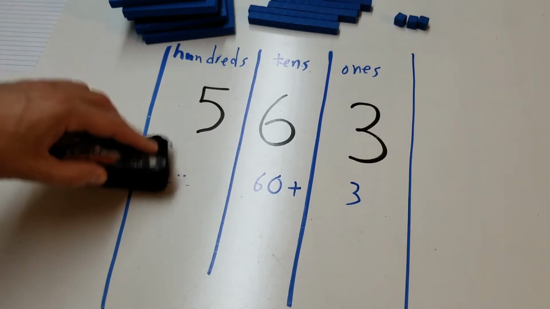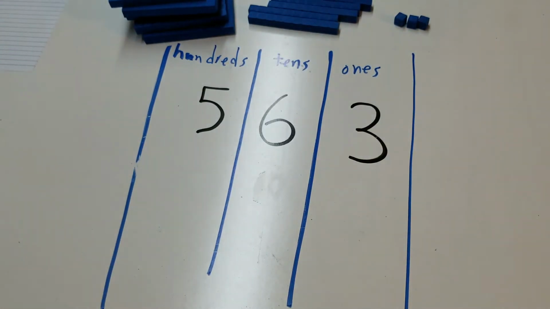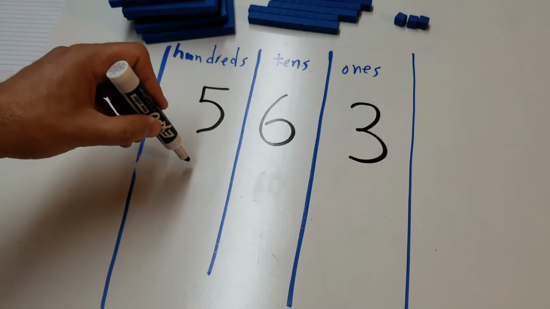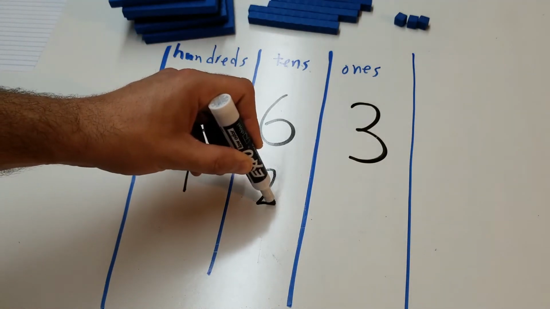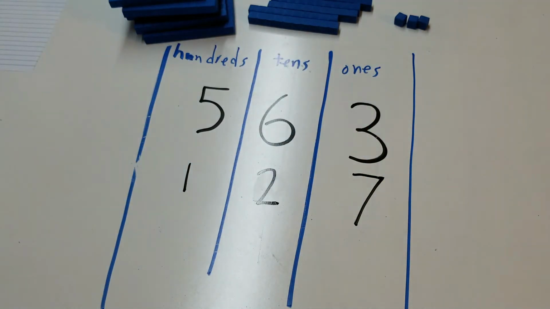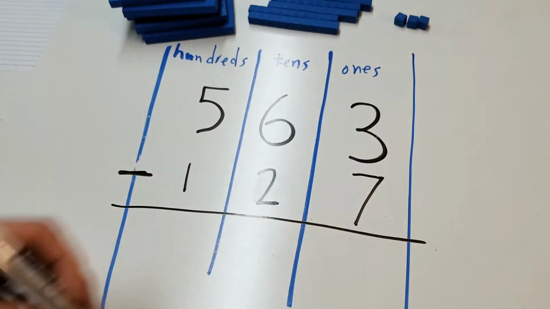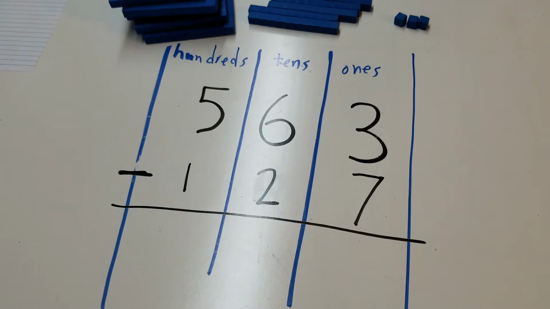So let's take a look at how we can use this to help us subtract. Let's say we have our 563 and we want to subtract away 127. So this is going to be subtraction. We need to take away 127. We have 563, we want to take away 127. Obviously we can do it because 127 is less than 563.